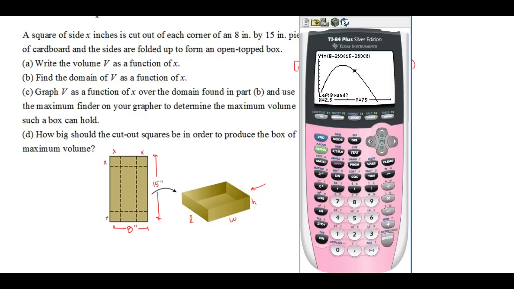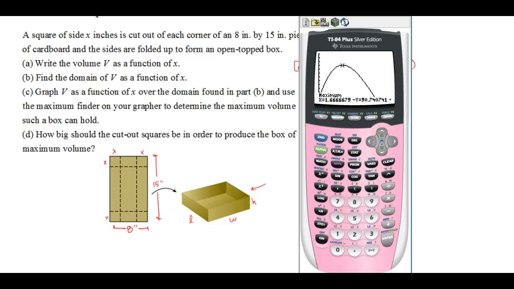It says go to the left of the maximum. So I'm going to use the left arrows, and I'm going to travel to the left of the maximum. I know the maximum is this high point up here, so I'm going to go a little bit left of it, hit enter. It says go to the right of the maximum. So I will try to go to the right of the maximum, which is about there. Hit enter. And then it says, will you guess? I don't bother. And the calculator thinks, bam, there is the maximum.